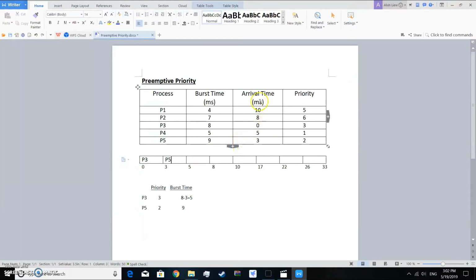Now the arrival time is 5, P4 comes in. The priority of P4 is 1 and the burst time is 5. We choose P4 because 1 is the highest priority in this question. We also need to keep updating here.